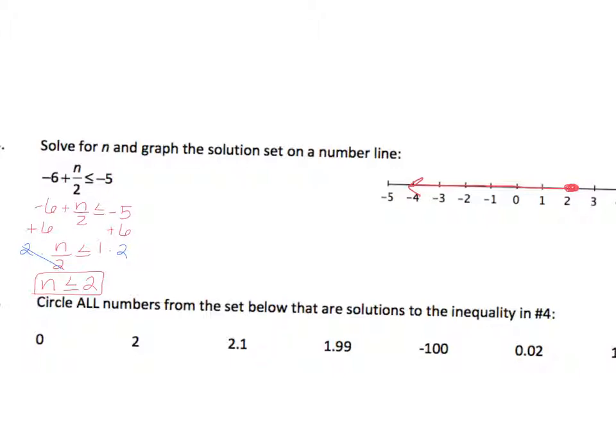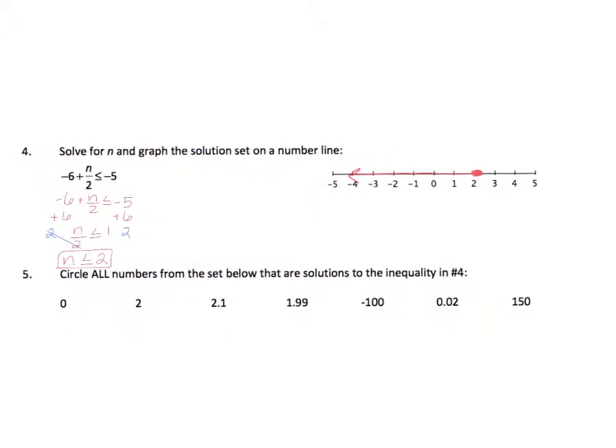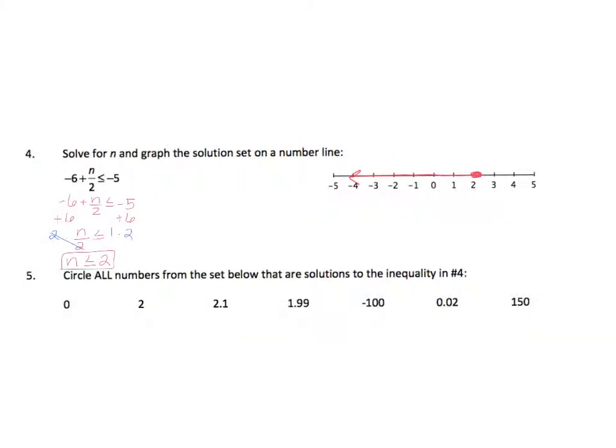Now the last part of level 2 is saying circle all numbers from the set below that are solutions to the inequality in number 4. So we ask ourselves, is 0 less than or equal to 2? Yes, it is. Is 2 less than or equal to 2? Yes, it's equal to. So that's still part of a solution. Is 2.1 less than or equal to 2? No, it's greater than. 1.99 is smaller. Negative 100 is definitely smaller.